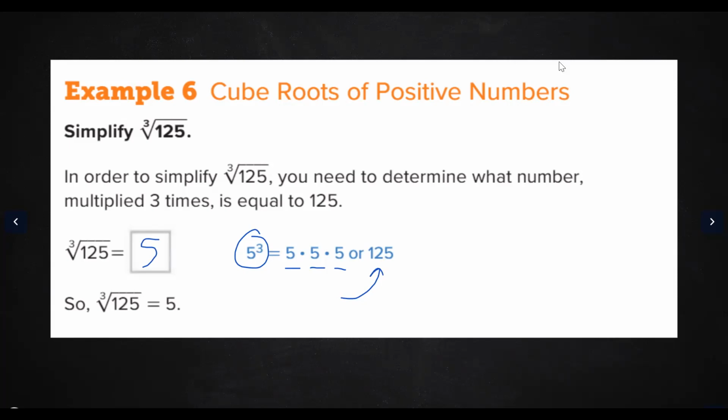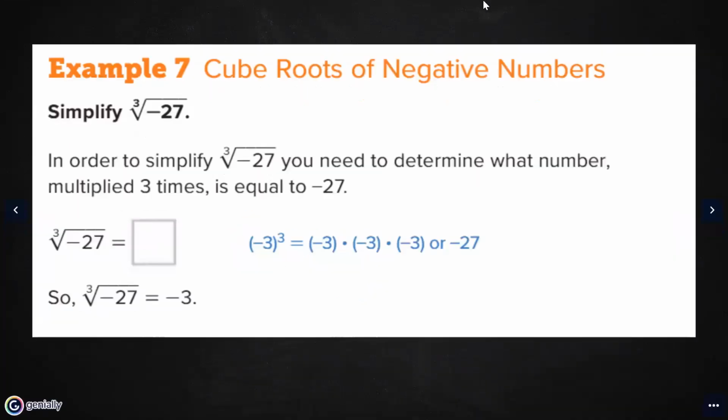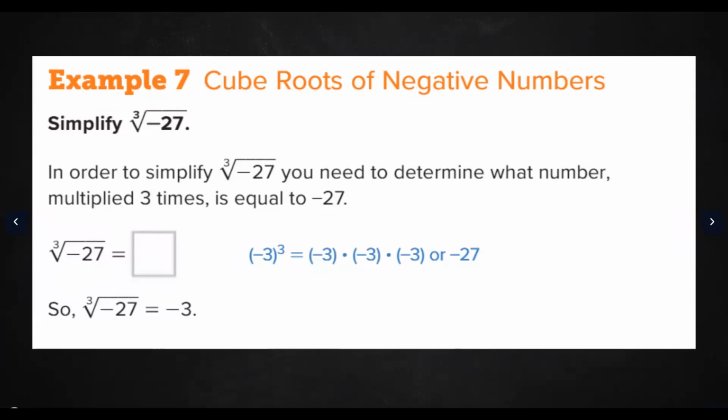Let's see another example. Let's find the cube root of a negative number. I already explained it, but let me explain it again. When we ask for the cube root of a negative number, we'll get a negative number. So what number multiplied by itself 3 times will give us negative 27? We have the answer right here. Negative 3 cubed is equal to negative 3 times negative 3, which is 9, times negative 3, which is negative 27. So my answer would be negative 3.